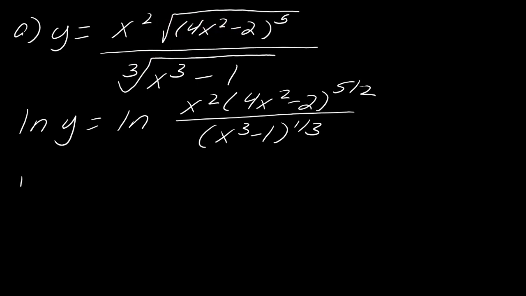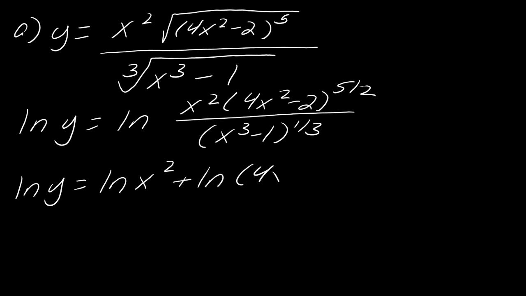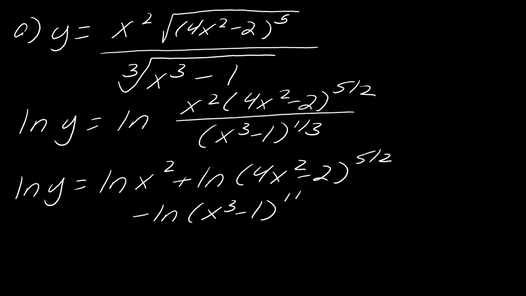So, okay. I'm going to go ahead and use all of my properties of logarithms to do this. So this will be the natural log of x squared plus the natural log of 4x squared minus 2 to the 5 halves, and then minus the natural log of x cubed minus 1 to the 1/3. Okay, and so then I can bring all of these exponents out in front.